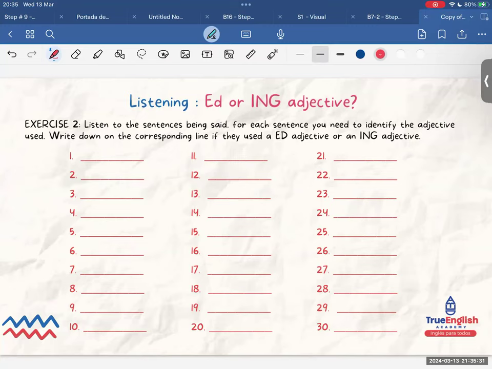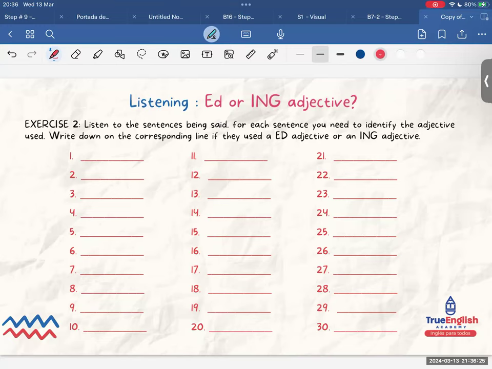Okay. Can you help me, Jackie, with the instructions? Por favor. Listen to the sentences. For eight sentences, you need to identify, write down on the corresponding line if they use an ed adjective or an ing adjective. Ya me equivoqué. You can do it. I am an ing adjective. You got it, Jackie.